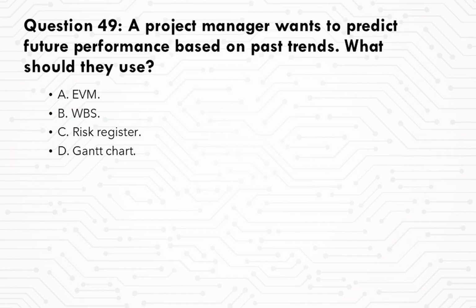Question 49. A project manager wants to predict future performance based on past trends. What should they use? A. EVM. B. WBS. C. Risk register. D. Gantt chart. Answer: A. Earned value management forecasts performance.